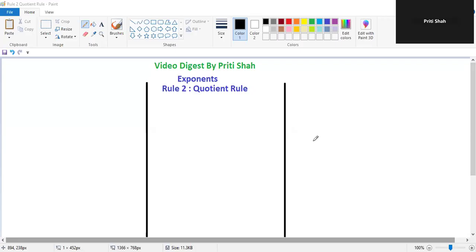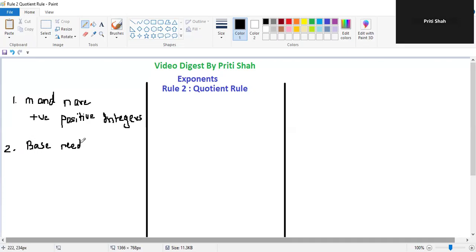Today we are going to study rule number 2, which is known as the quotient rule. Now, what do we understand by quotient rule? Let's get started. For the quotient rule, the first requirement is m and n are positive integers. To know about positive integers, go to my previous video. In rule number 1, I have explained what positive integers are. Second, the same rule: the base needs to be the same.